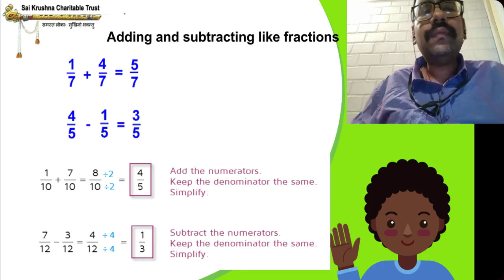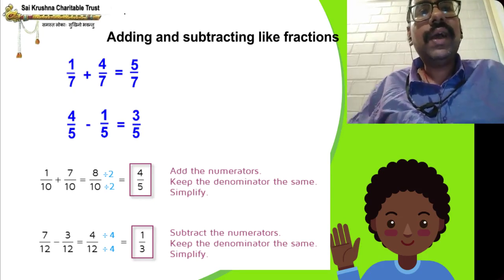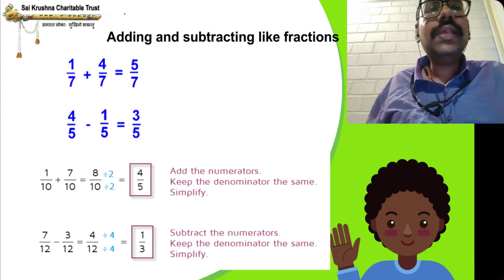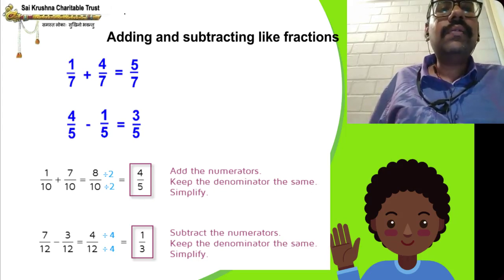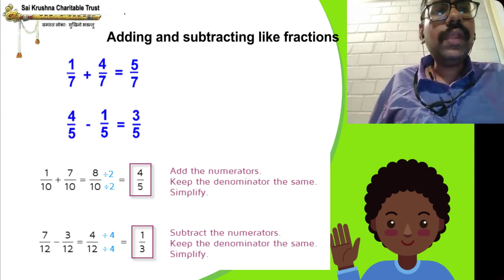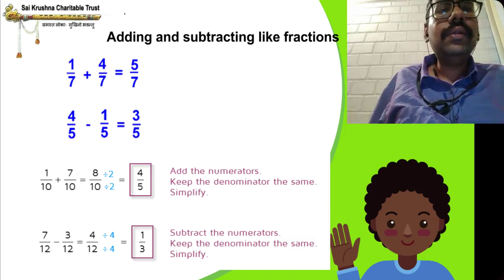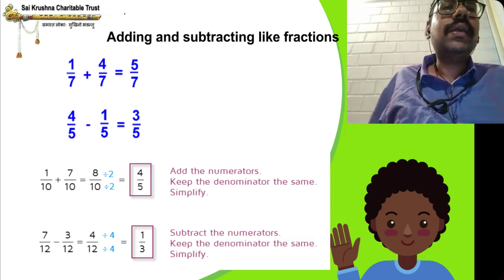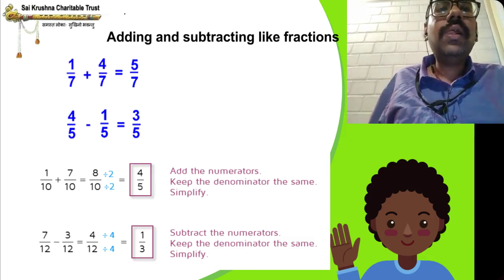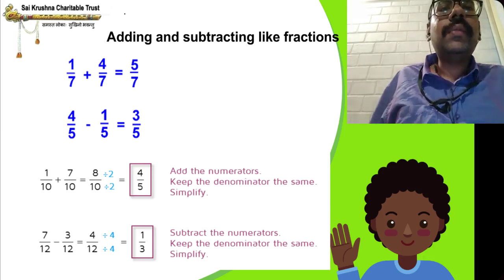Now we want to subtract like fractions. 4 by 5 and 1 by 5. 4 by 5 minus 1 by 5. Same as you do in addition, you have to keep the denominator constant. What is the common denominator? 5. So keep that 5 in the denominator. It will not change. What are the numbers in the numerator? 4 and 1. So you have to subtract the numbers in the numerator. 4 minus 1 is equal to 3. So 4 by 5 minus 1 by 5 is equal to 3 by 5.